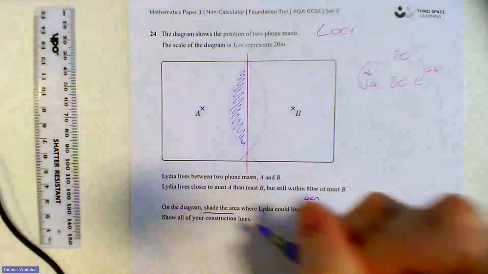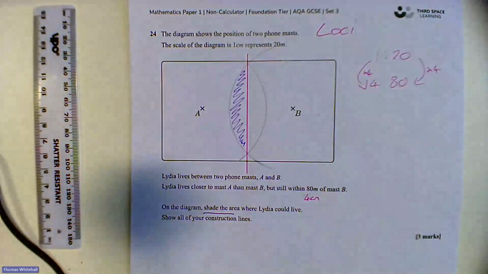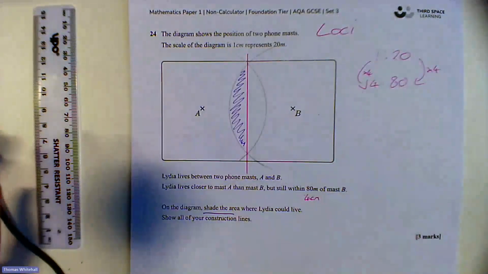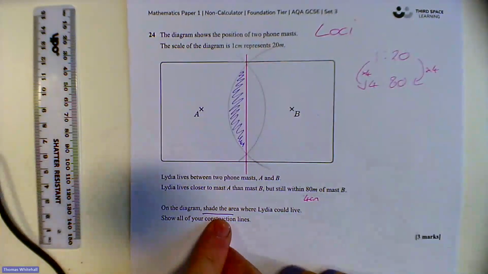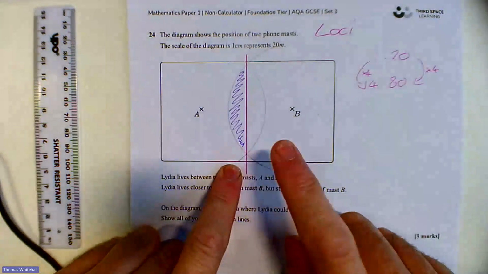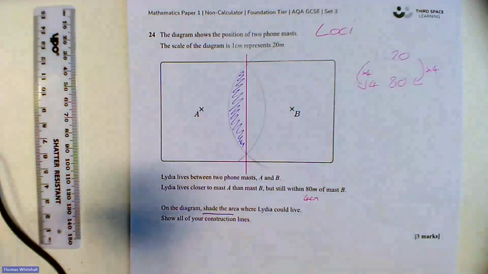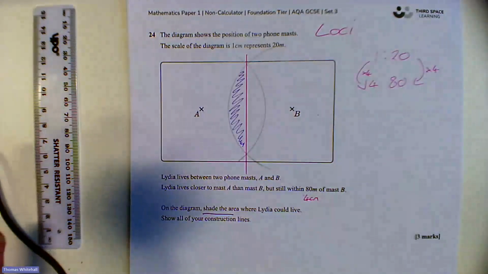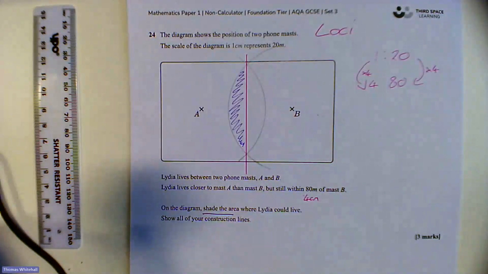We've shaded the area, and I know some of you like nice, clean, tidy work, but it says show all of your construction lines. So all the lines that you've used, keep them in place. Okay, and that's loci. I'll do another little video on those at some point in the future, but that's question 24, and I hope that explains it for you.